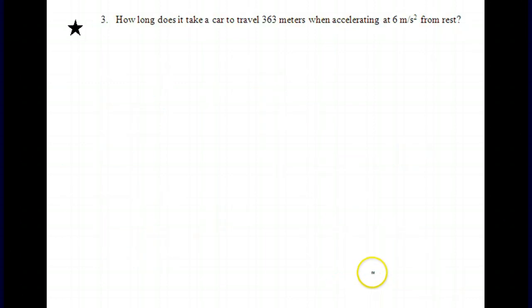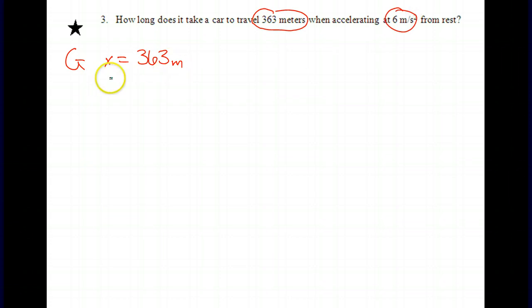How long does it take a car to travel 363 meters when accelerating at 6 meters per second squared from rest? So let's list out our givens up here. We have 363 meters, and that would be some sort of distance or displacement for our object. And I'm going to use displacement here because that is what is used in our formulas. When accelerating at 6 meters per second squared, so we know acceleration is going to be 6 meters per second squared. And this is asking for how long. So that implies time, and that would be our unknown.